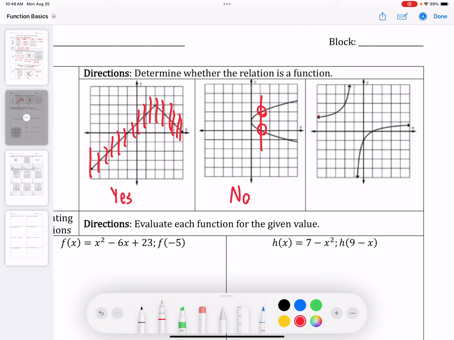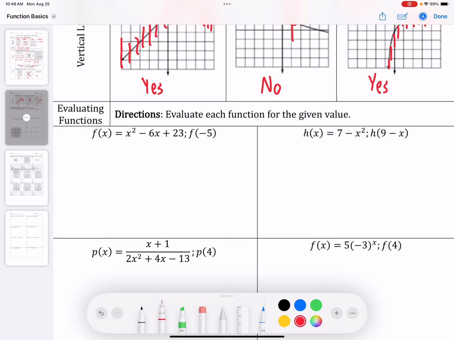And on our next one, if I draw my vertical lines, I'm only technically touching once at any given point, okay? So yes, that is a function. So you're looking for when you have two parts of your graph stacked vertically.